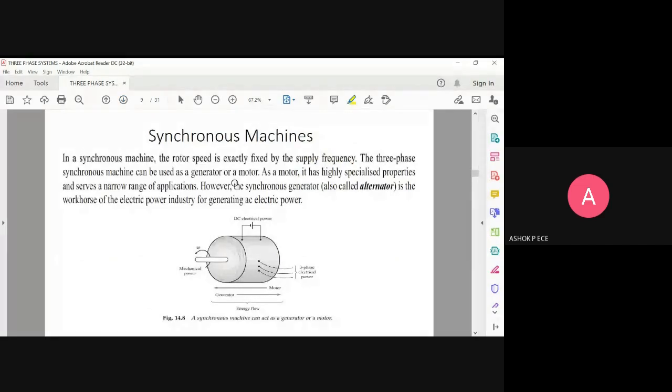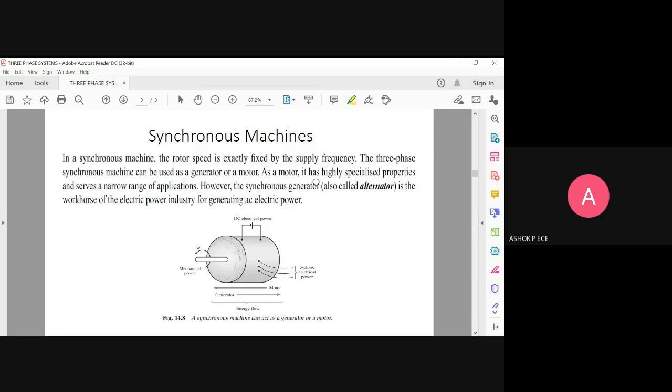Now we go to synchronous machines. So synchronous means the speed is matching. That is the meaning of the word synchronous: two things are having the same property. So in a synchronous machine, the rotor speed is exactly fixed by the supply frequency. So the three-phase synchronous machine can be used as a synchronous generator or a motor.